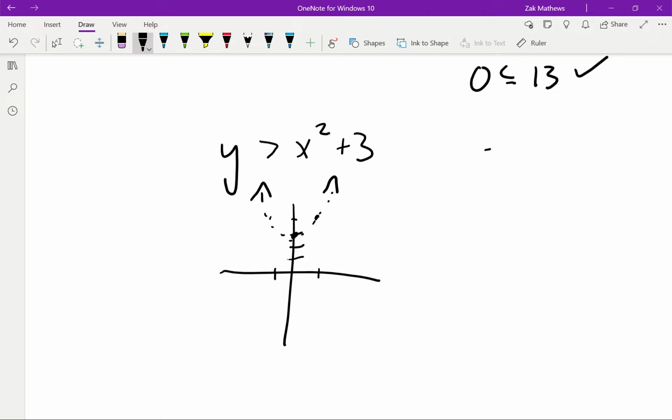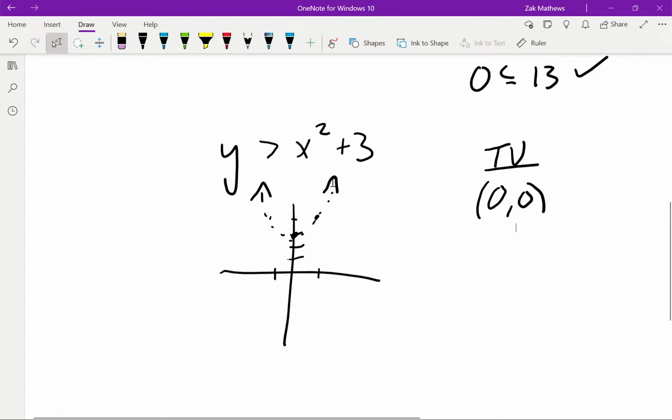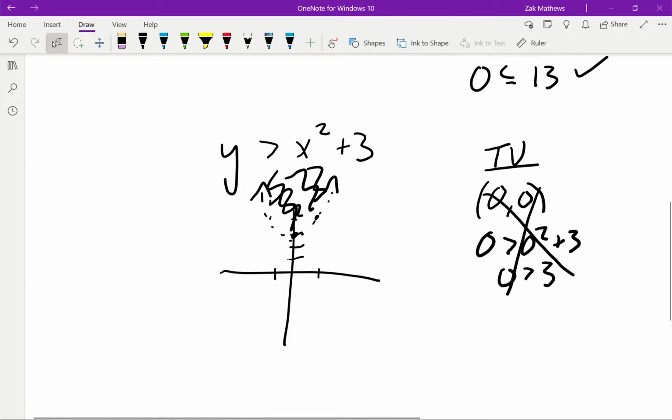Just like before, I'm going to choose some test values. So let me choose the point 0, 0, which is clearly on one side of this figure. If I plug in 0, 0, is 0 greater than 0 squared plus 3? Is 0 greater than 3? That's absolutely false. And so the lower region will not work. Already I'm believing that this should be the region that will work in here. But let me test that with another point.